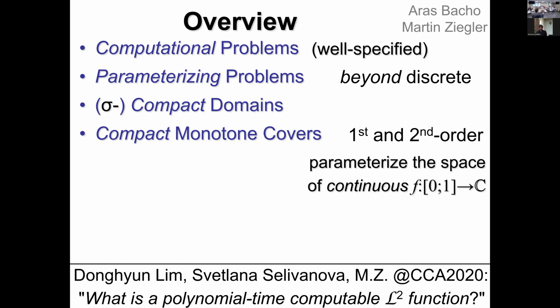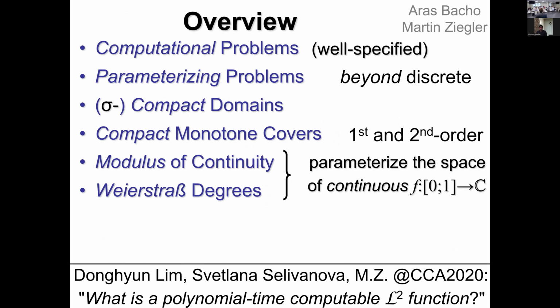Then I will recall the well-settled case of parameterizing the space of continuous functions, which is not sigma compact and therefore requires second order parameterizations. There are two major second order parameterizations, one in terms of the modulus of continuity, and the other in terms of the Weierstrass degree. I will recall them, and in what sense they are equivalent, and therefore there's a common notion of computational complexity for operators on spaces of continuous functions.